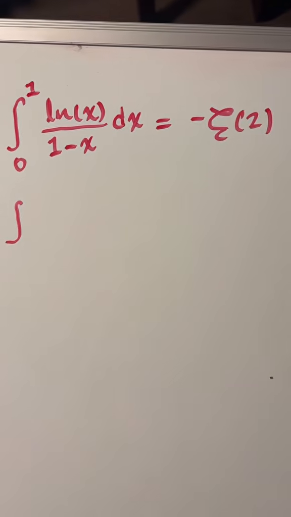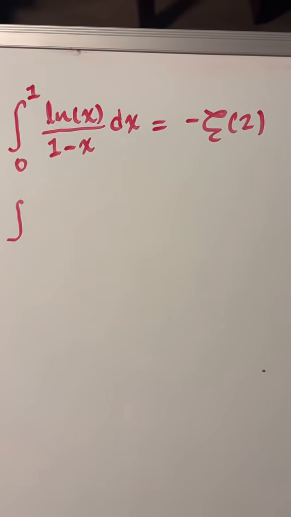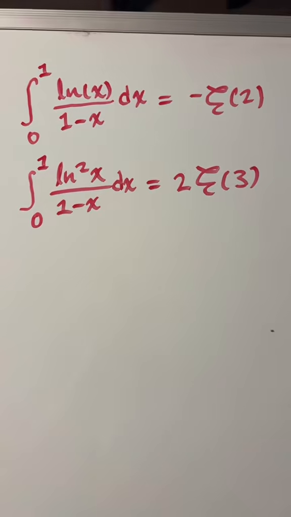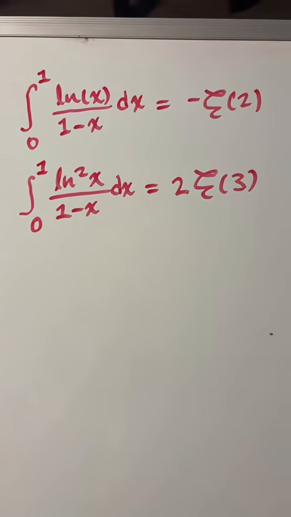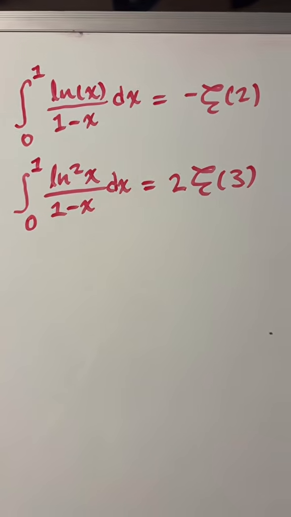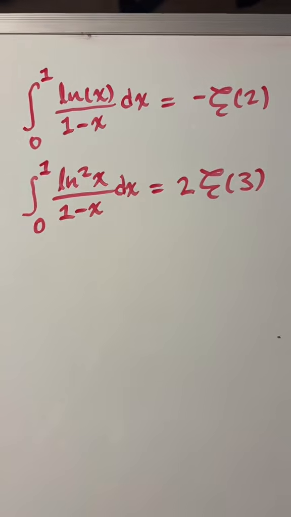Everybody knows that the integral of log of x divided by 1 minus x from 0 to 1 is negative zeta of 2. Now, a slightly smaller subset of everybody knows that the integral from 0 to 1 of log squared of x over 1 minus x is equal to 2 times Apéry's constant, or zeta of 3.